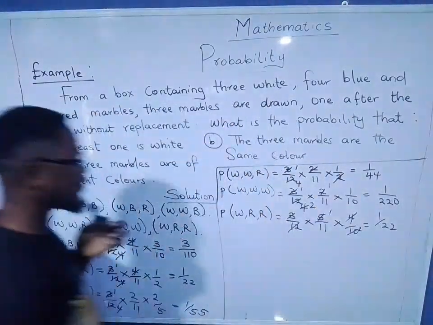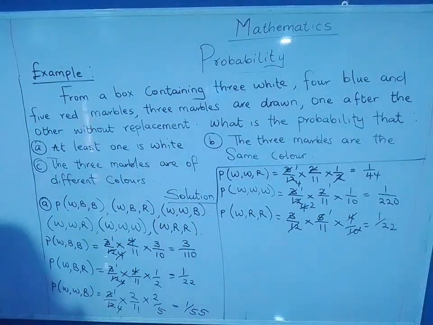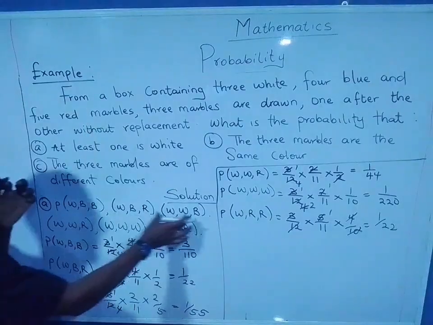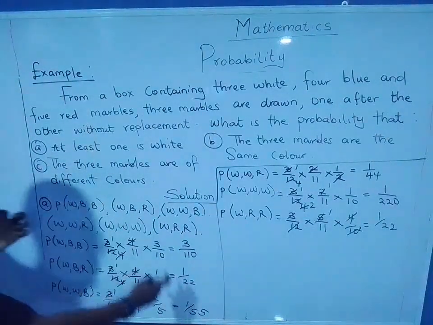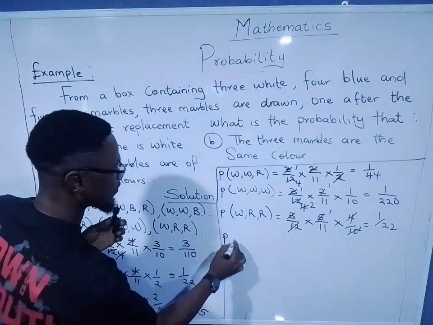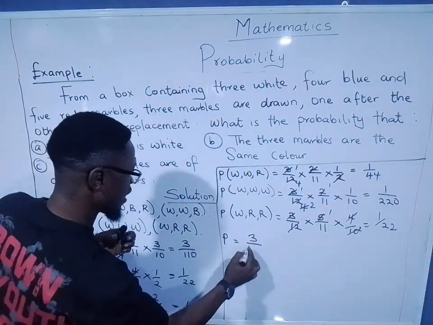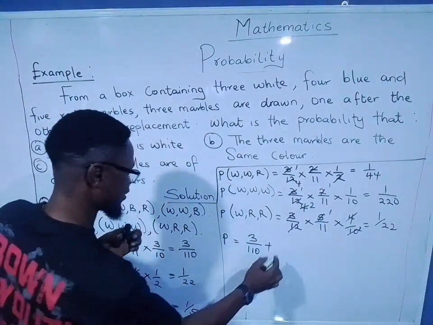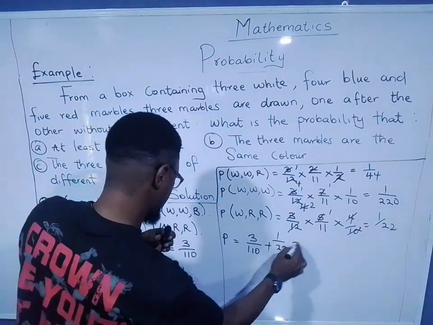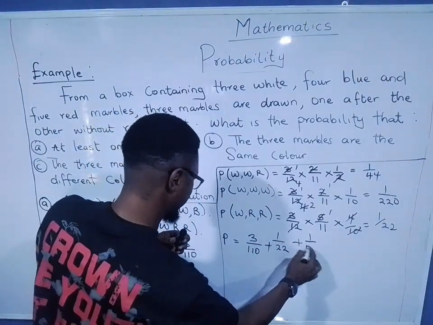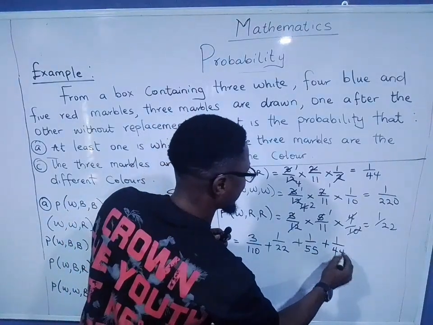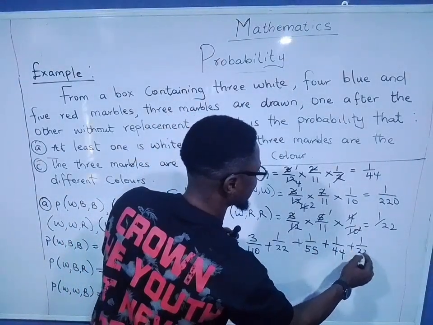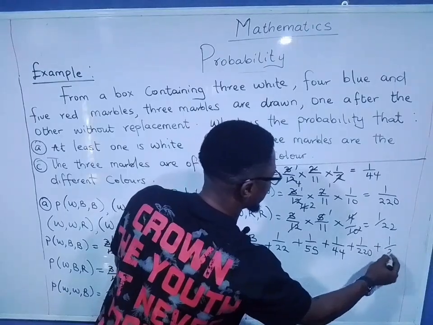All right, so now we have all the individual probabilities, okay? So we want to get, what is the probability of getting this or this or this? And "or" is what? Addition. So we have to add all the probabilities. So probability is now what? 3 over 110 plus 1 over 22 plus 1 over 55 plus 1 over 44 plus 1 over 220 plus 1 over 22.